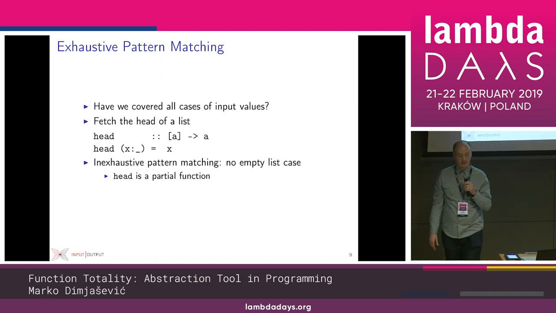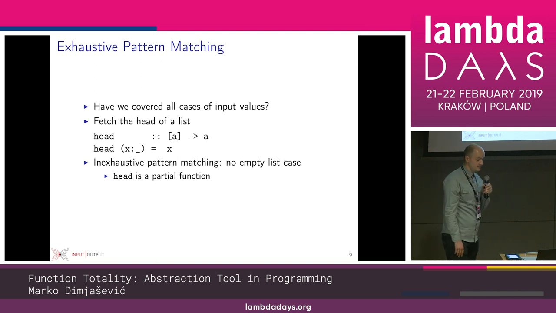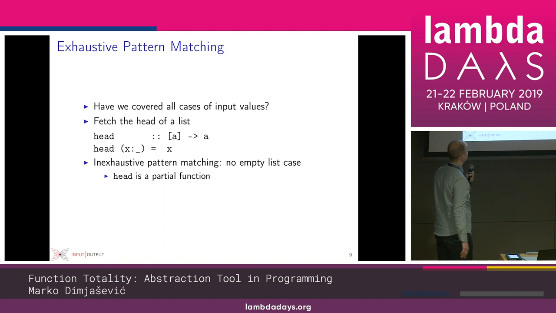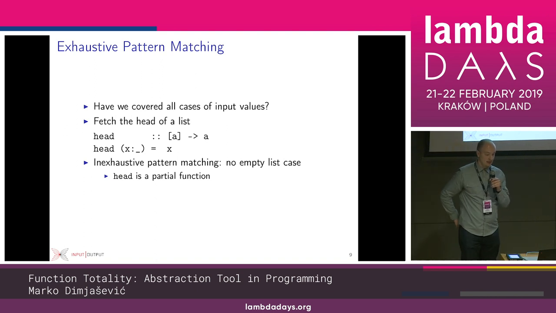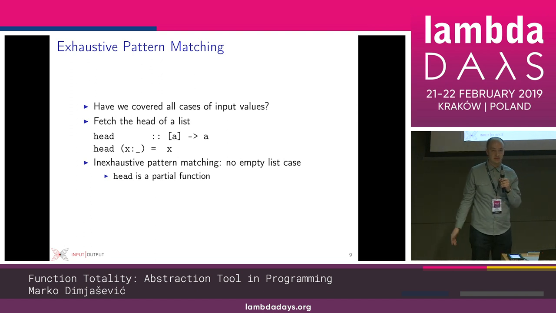So a very important topic in totality checking is exhaustive pattern matching. And here is a simple example of it. So if we take a function that should take a list and return its head, this is how we would usually define it. So we would just say, for some list that has a head and a tail, and we don't care what this tail is, just return the head. But as you might have noticed, we haven't covered all the cases. We haven't performed exhaustive pattern matching because, of course, given the type, we can also pass in an empty list. So what happens with this empty list case?